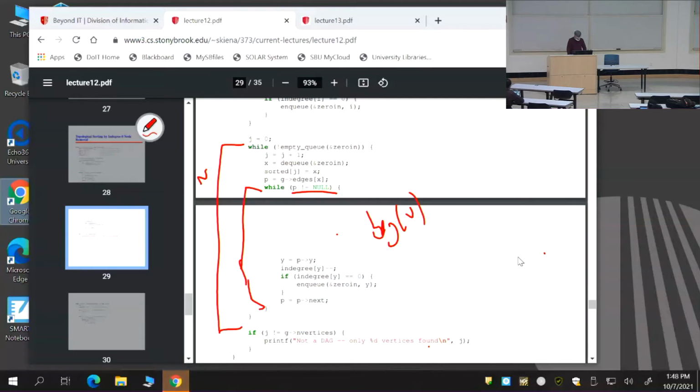Now, what's that mean? The sum over all n loops. What's the sum of how many times this is going to go around after all n vertices? How much is that? Okay, it's the out degree of vertex 1 plus the out degree of vertex 2 plus the out degree of vertex 3, ... What's that going to be? M. So the total time is going to be n plus m.